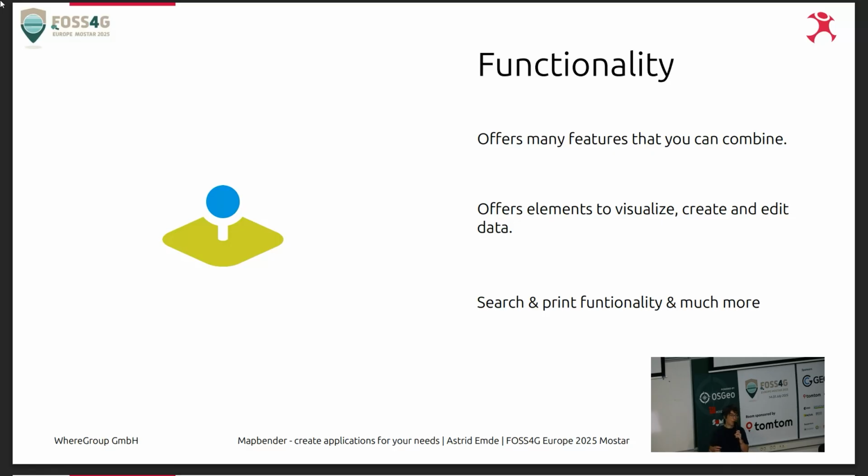So we talk about elements that we provide, and we have many elements that you can use in your application, or if you don't need it, for example, if you don't need the print element, you can deactivate it in your application. So we have elements for visualization, for navigation, to create new objects, to edit data, to print, to search, and that's all out of the box. It comes with a build package.